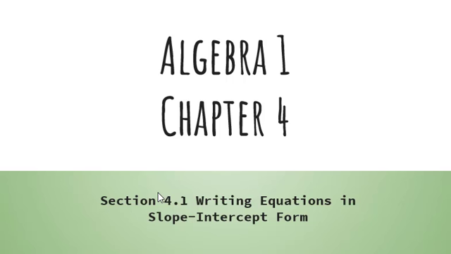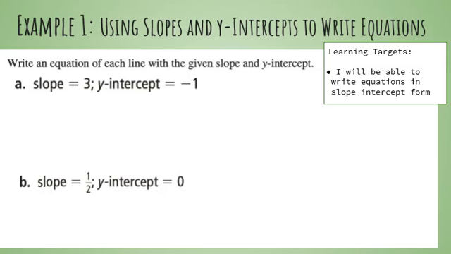Okay, so we're starting chapter 4, and section 4.1 is writing equations in slope-intercept form. So your learning target is that you will be able to write equations in slope-intercept form. And slope-intercept form is y equals mx plus b, where m is the slope and b is your y-intercept. So we have our slope and our y-intercept.